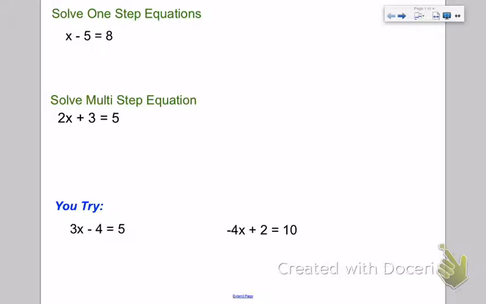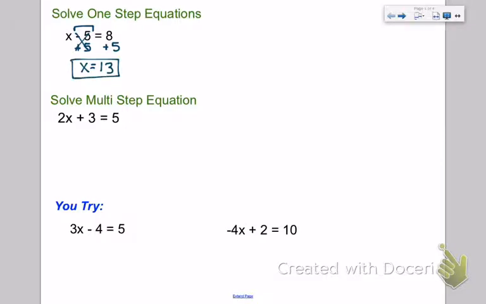In order to solve the one-step equation, you use the opposite operation on both sides. So whatever I do to get rid of the term that's next to the x, I have to do to the other side as well. When those cancel out, I get my answer of x equals 13.